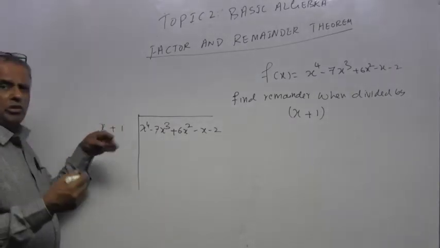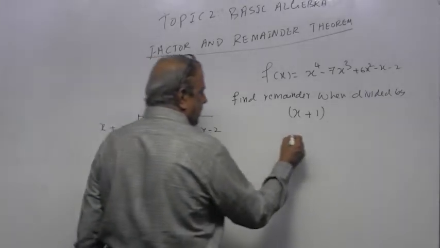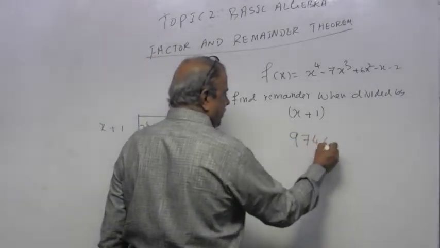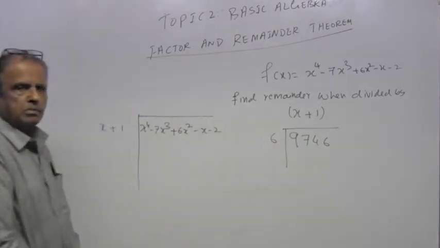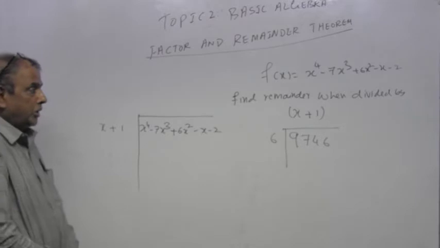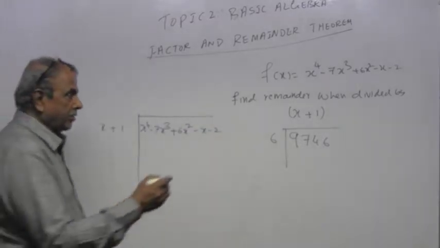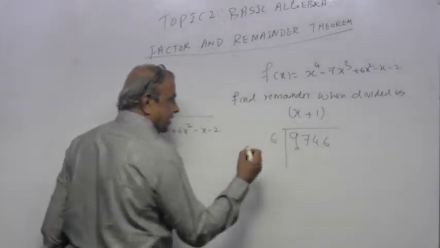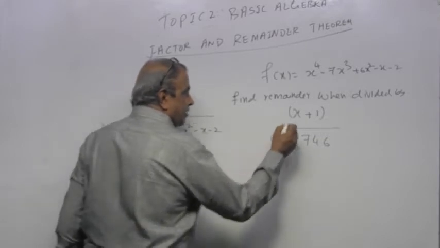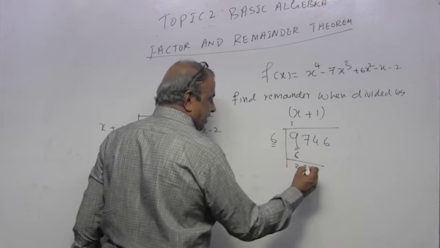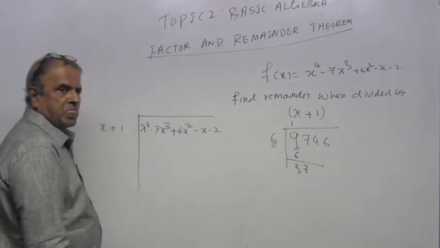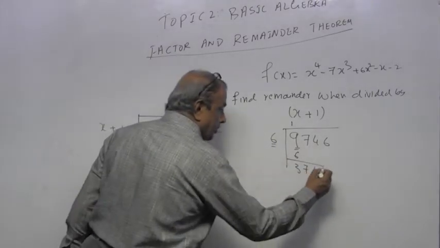This is similar to what you do in arithmetic. Suppose I had 9, 7, 4, 6 and you're dividing by 6. What would you do? You don't multiply. You look at the first number, which is 9. The divisor is 6 here. So 6 ones are 6. And then 9 minus 6 is 3. Then you bring the next one down. Correct? In fact, you can bring all 4 of them down.